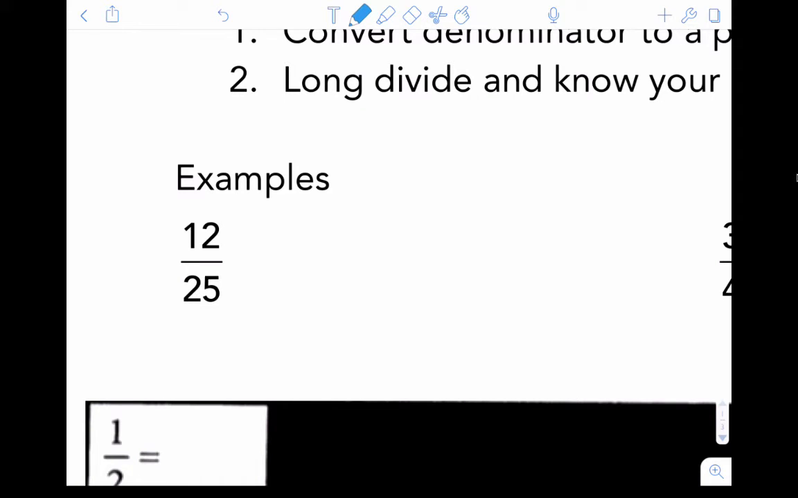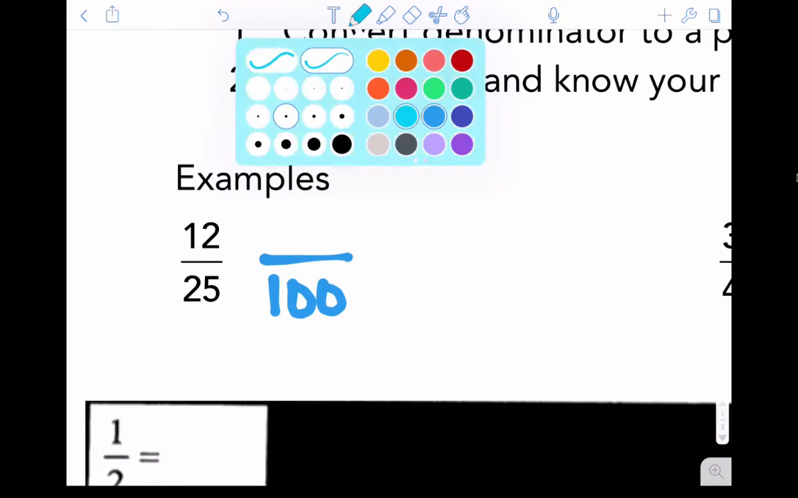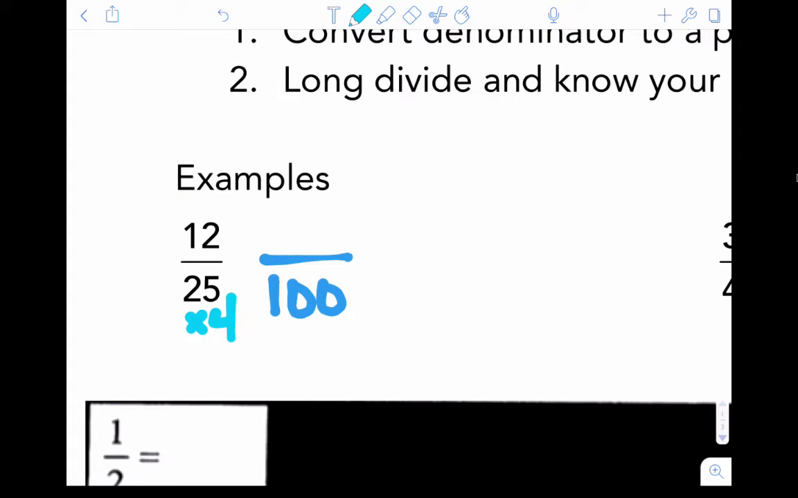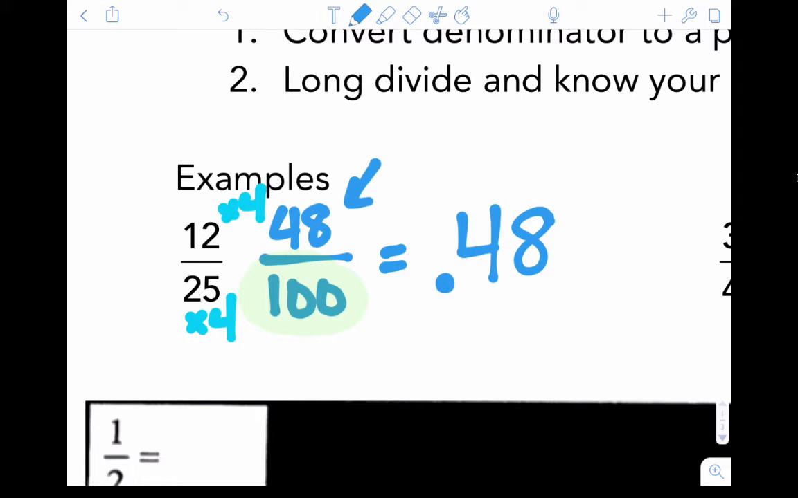So we can get 25 to become 100 by multiplying it by 4. If I multiply 25 by 4 to get 100, I have to do the same thing to my numerator. When I do that, 12 times 4 is 48. So now that my denominator is a place value, my numerator is now my decimal. So 12 over 25 is the same as 48 over 100, which is the same as 0.48.